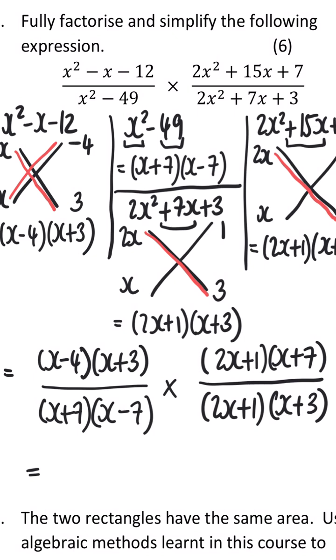Now, I'm noticing straight away 2x plus 1, 2x plus 1, they can cancel. Then I'm thinking to myself, when I multiply fractions, I multiply the tops and I multiply the bottoms. So we could even turn it into one giant fraction. That's multiplied by that, that's multiplied by that. What else can we cancel out that now appears on top and bottom? Well, we've got an x plus 3 and an x plus 3. We've got an x plus 7 and an x plus 7. What are we left with? We're just left with x minus 4 over x minus 7.